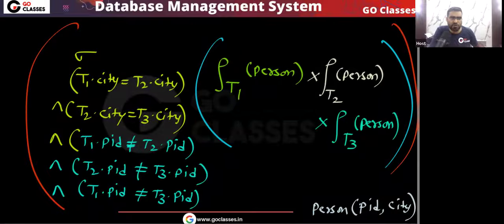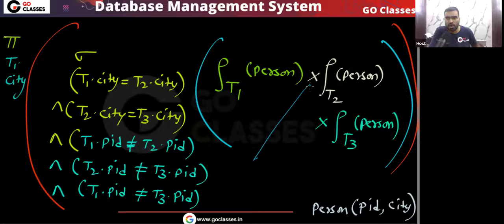I will project what? I will project the city. Yes or no? Means any one city, T1 dot city. This is what I will project. Is this clear? I will project T1 dot city. So this is the answer.